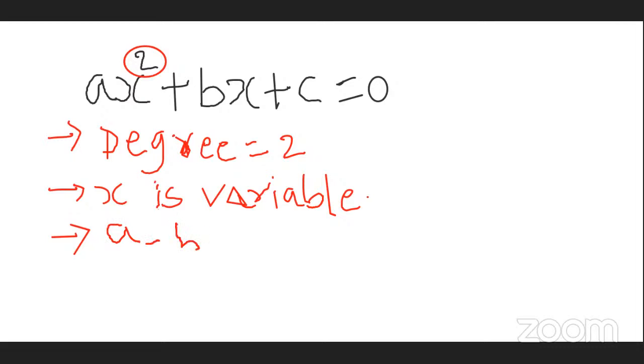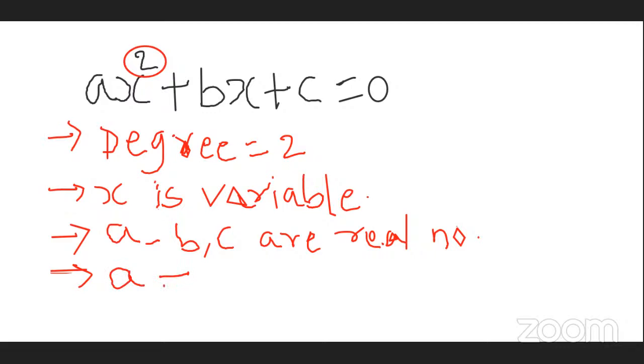a, b, c are real numbers. And the first term, that is a, not equal to 0.